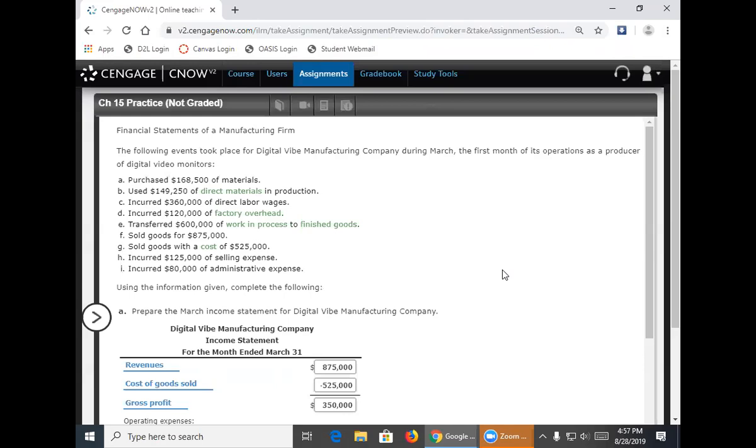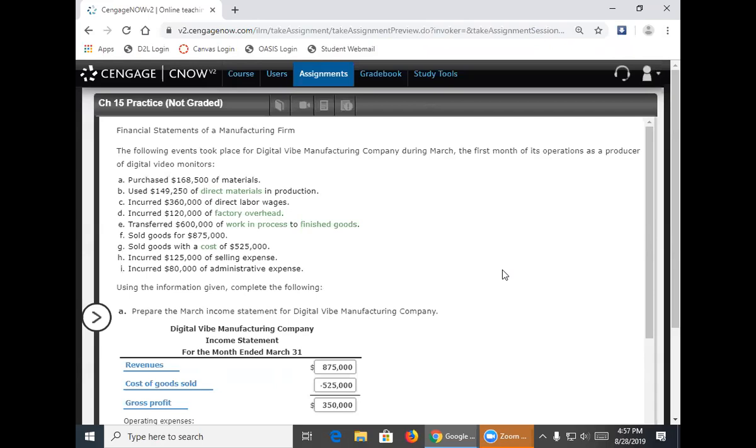And then we could balance work in process. We had 629,250, 600 were transferred out. So what's its balance? 29,250. Very good. 29,250 is left in work in process. Those are the costs still in work in process.